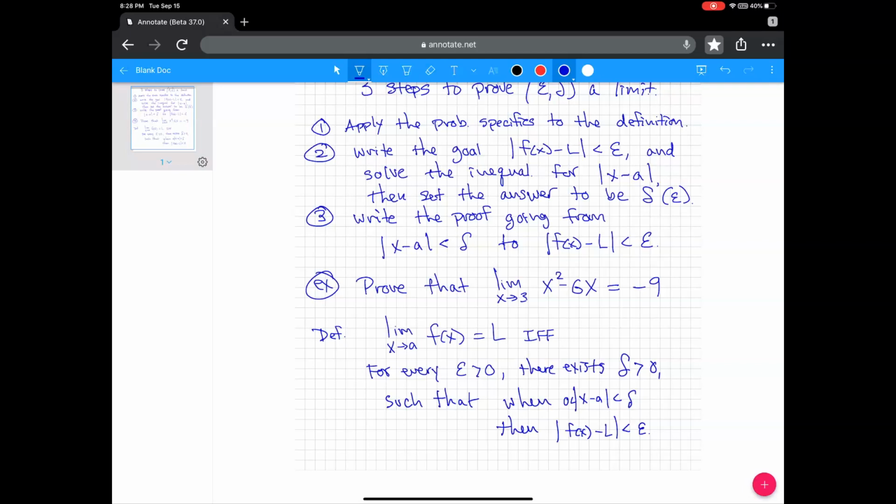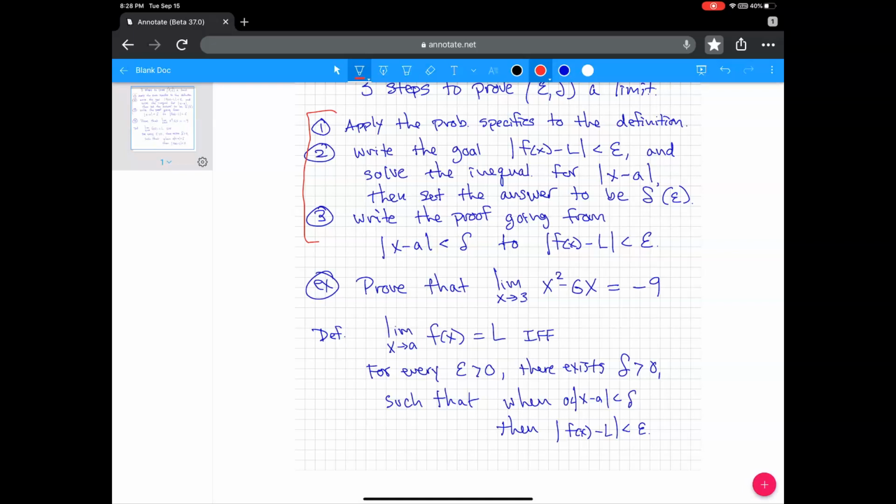So that's when we go through these 3 steps here. That's when we apply these 3 steps. So step 1 is to apply the problem specifics to the definition. So in the problem, we want the limit as x tends to 3 instead of x tends to a. So a is a 3. And the f of x function is x squared minus 6x. And then it's equal to L. The limiting value L is 9. Or I'm sorry, negative 9. So the specifics that we apply is that L is negative 9, the function is x squared minus 6x, and that a is a 3.